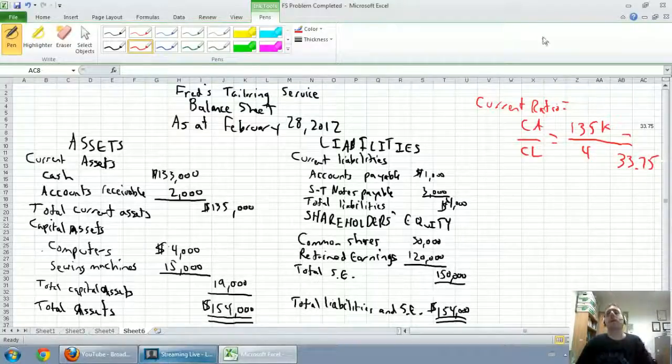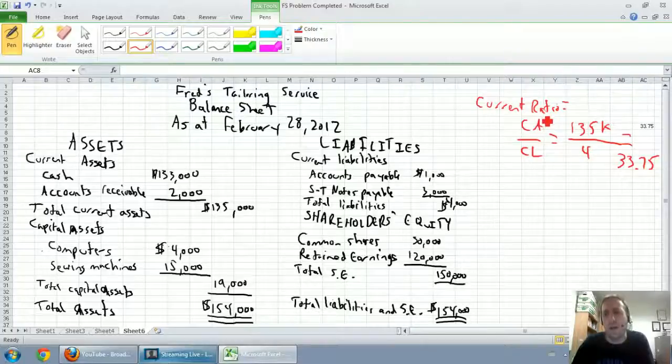33.75. Now, a couple of rules of thumb: 1.5 is thought of as a pretty magic number. If it's over 1.5, the company's safe. Less than 1.5 might be a little risky. 33.75 is very high. This company's very safe.